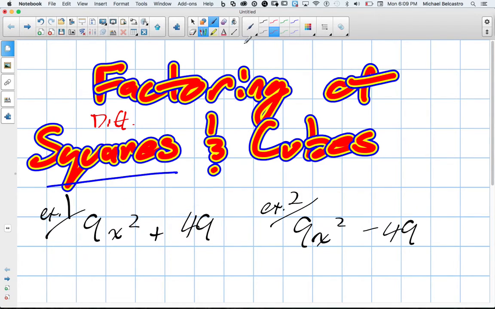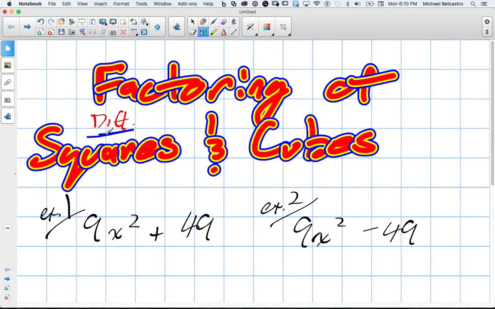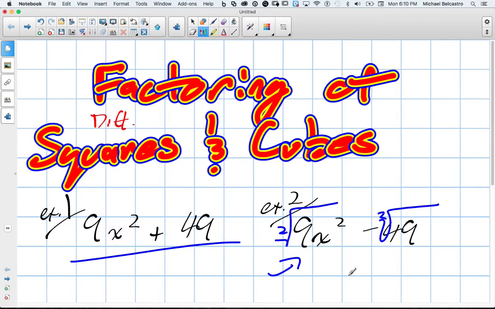Like we said, it's only with a difference that we can do this, and because this is not subtraction, it's addition, there's no special way of factoring this. So this is kind of how it is. There's nothing we do with this. In example 2, obviously we can square root it. We've already established all that information, and this is a subtraction sign. So we can find what's called a difference of squares here.